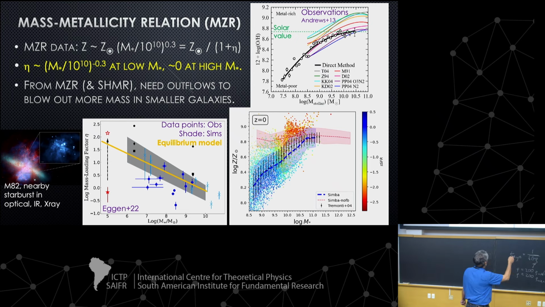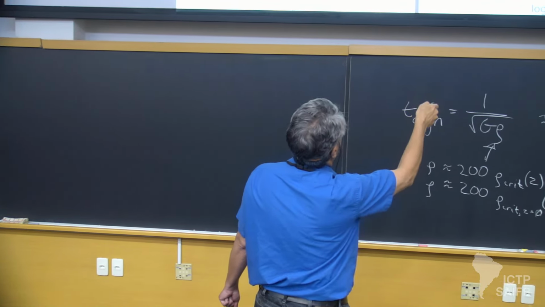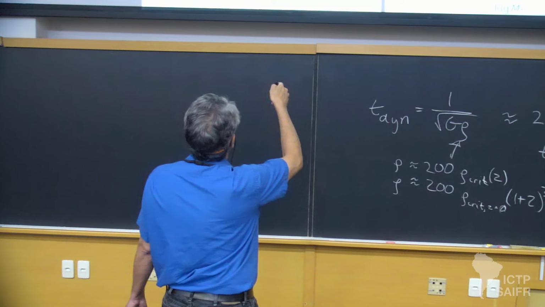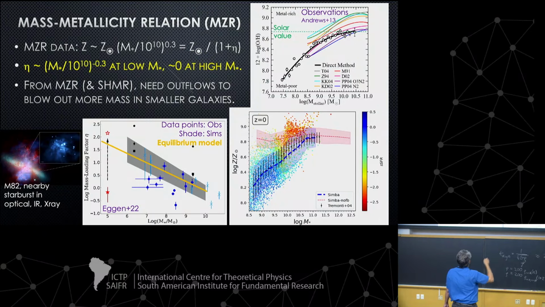So let's particularly look at this part of the curve here. If you go measure that slope, the data shows that the metallicity is about the solar metallicity. Remember, it kind of asymptotes to the solar value at around maybe 10 to the 10 solar masses, right? So it's M star over 10 to the 10 solar masses, and that slope is about 0.3, right? And that, in our simple model, has to equal, again, solar metallicity divided by 1 plus eta, right? So that's an easy thing to solve, right?